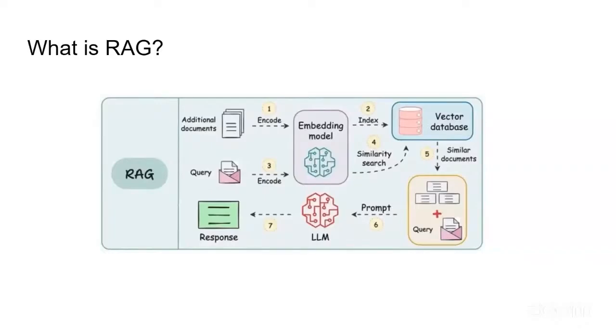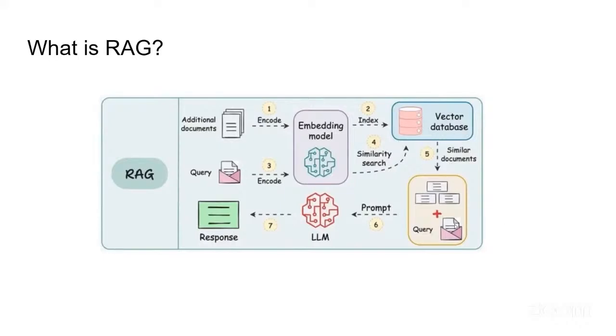So you have documents which you encode using an embedding model, and then you place the embeddings in a vector database, right? Then the user query gets encoded using the same embedding model, and a similarity search is done using cosine similarity. The similar documents are fetched from the vector database, and along with that, a prompt is sent to an LLM, and then a response is sent back. So this is at a high level what RAG is.